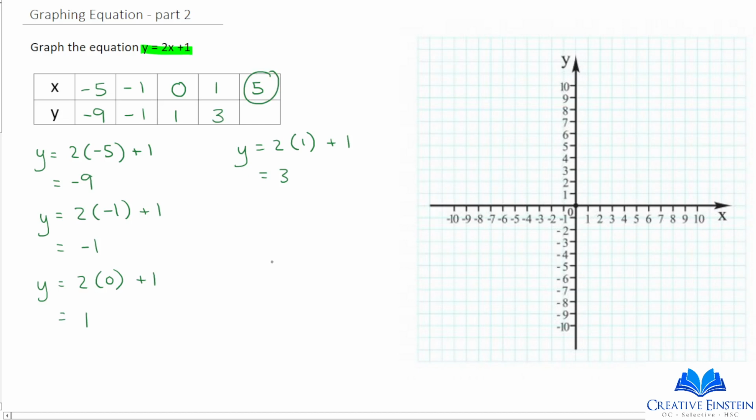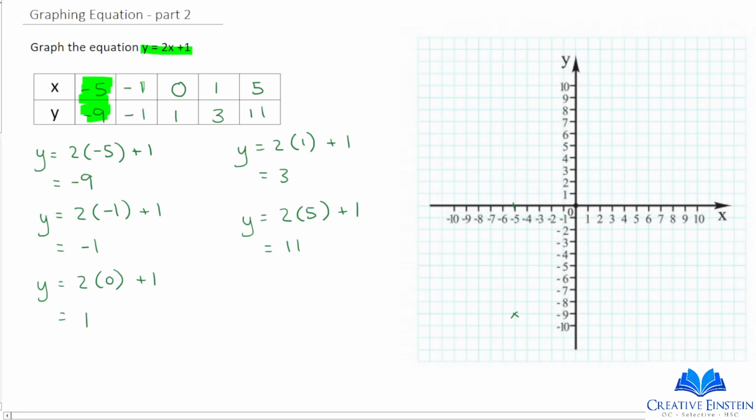Our last one, x equals 5. So y equals 2x, which is 5, plus 1. 2 times 5 is 10, plus 1 is 11. Okay, now that we have our table, we can start graphing. So we have negative 5 and negative 9. So x equals negative 5, which is here, and y equals negative 9, which is right there.